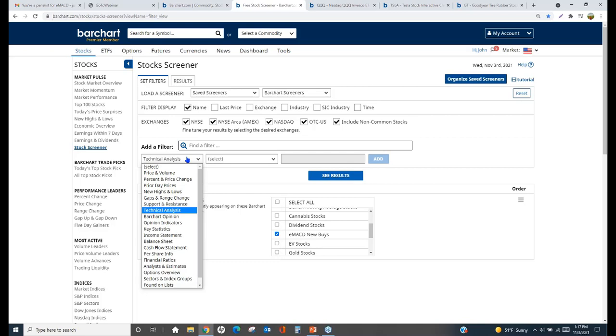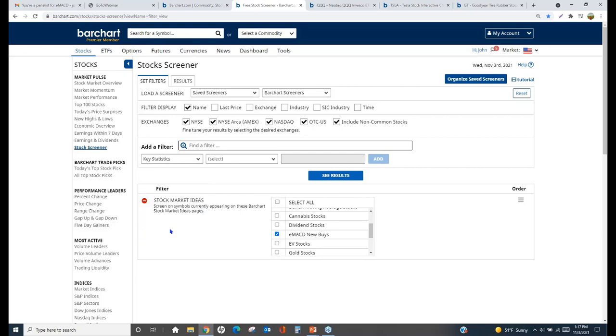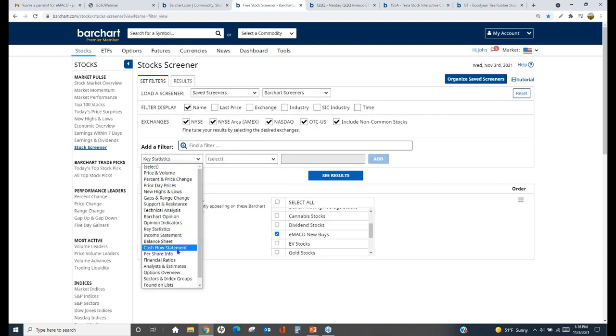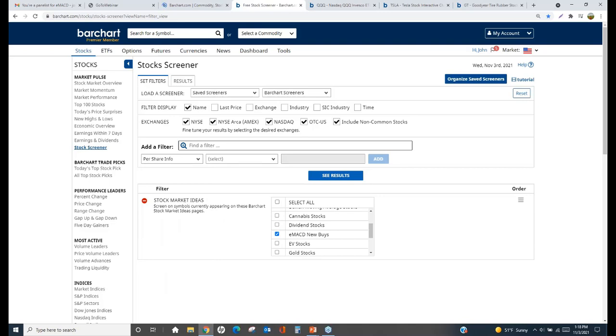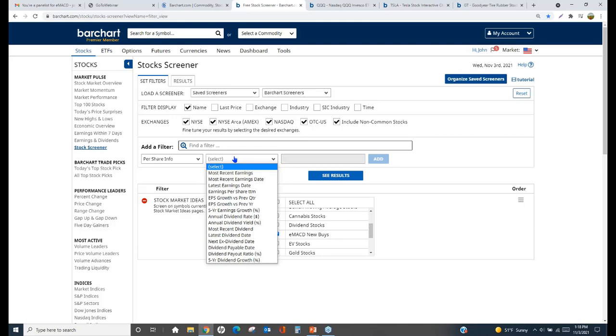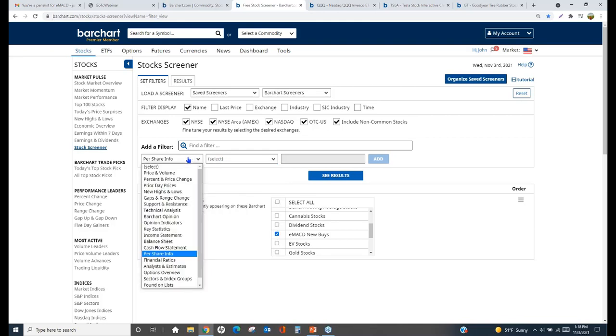Maybe you are a fundamentalist. You like key statistics. For instance, maybe we could filter this down by market cap size, or maybe I just want to look for those stocks that have a cheaper price, or price earnings ratios, or price to sales ratios. So there's a lot of different ways we can filter down.